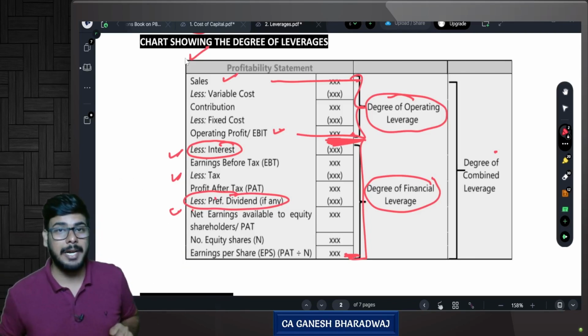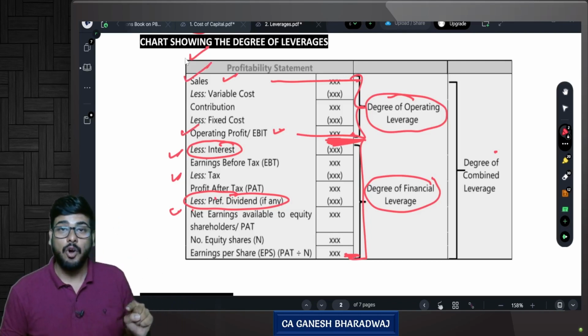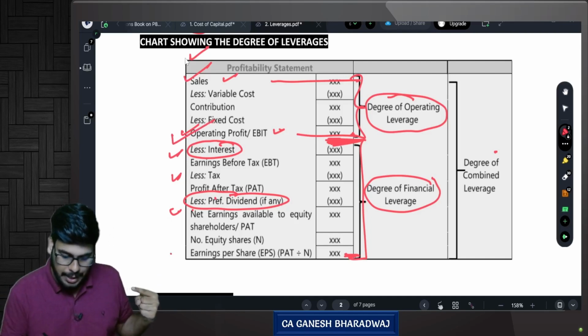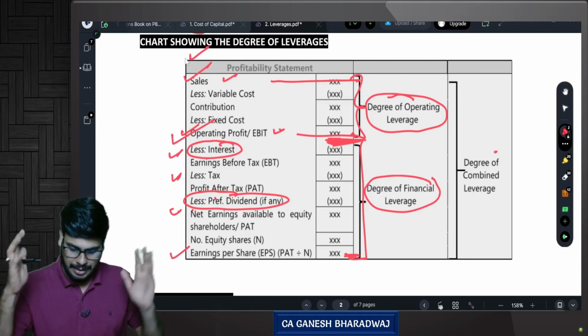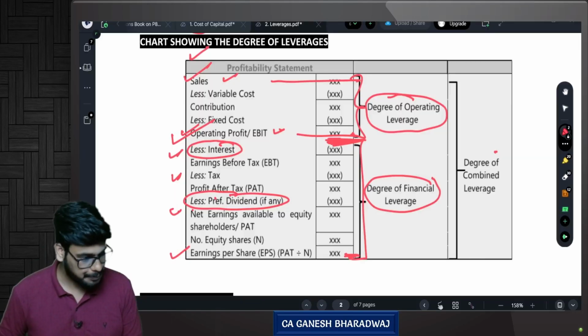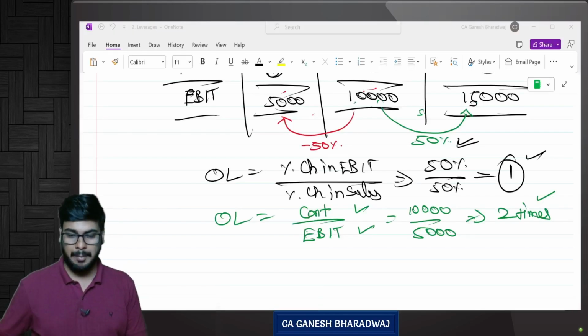First, what does operating leverage talk about? The relationship between sales and EBIT. What does financial leverage talk about? The relationship between EBIT and EPS. Are you clear with this? Sir, can you give us an example? Absolutely. We will take an example here.